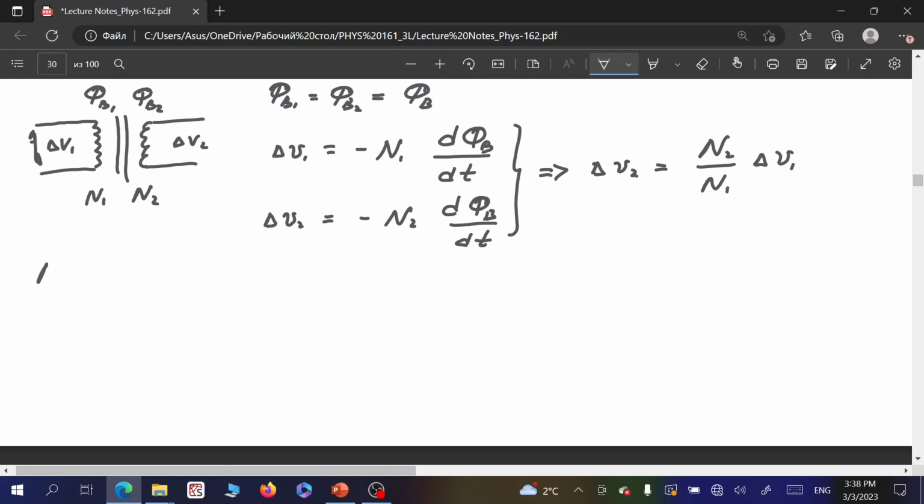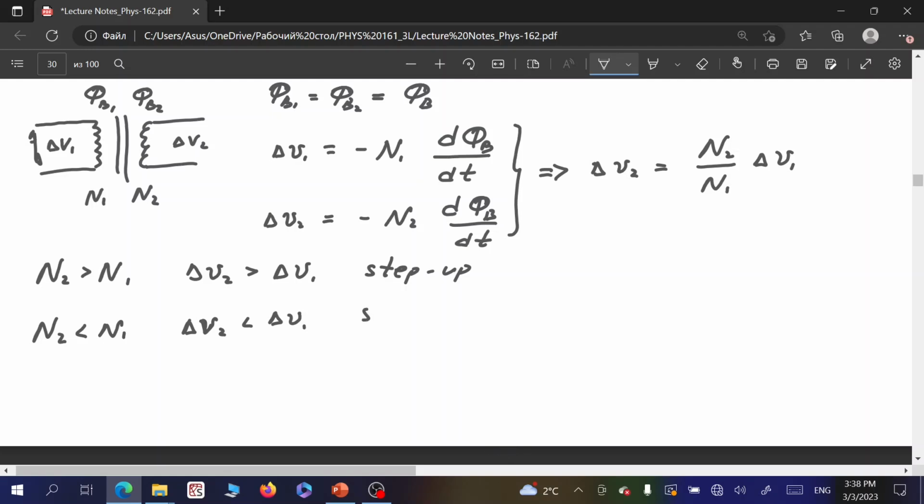So now if N2 is larger than N1, delta V2 obviously will be larger than delta V1. So we are dealing with a step up transformer, meaning we increase the voltage. On the contrary, if N2 is smaller than N1, delta V2 is smaller than delta V1, we have a step down transformer.